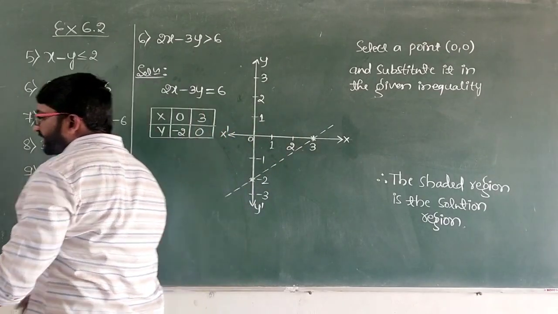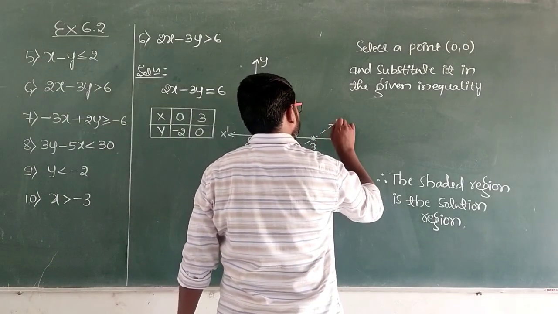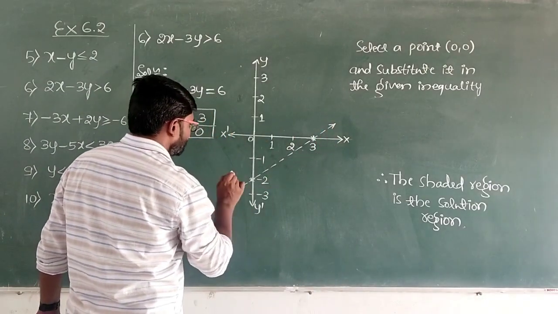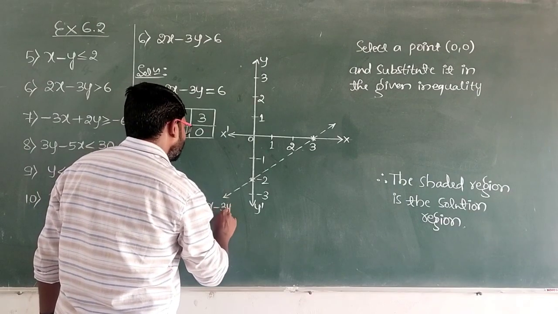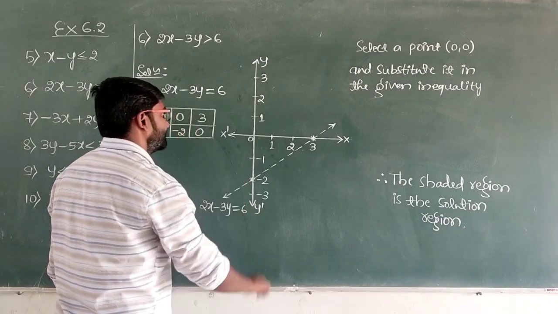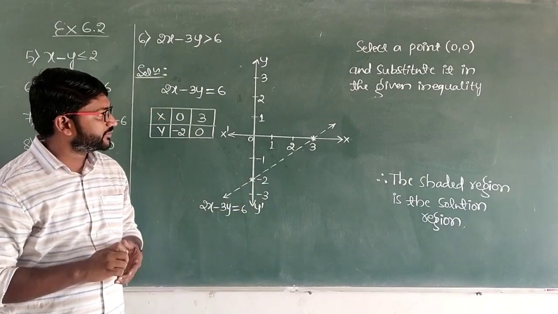Both the sides we need to put the arrow mark, and write the equation here. 2x minus 3y equals 6. So we are done with plotting the graph. Now we have to go for the shading process.